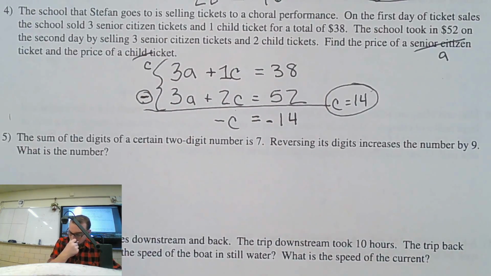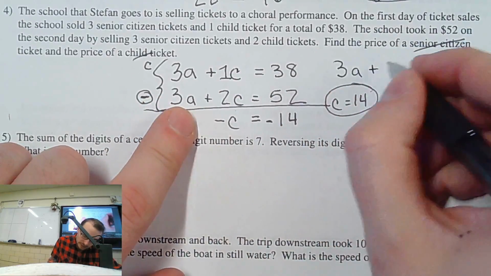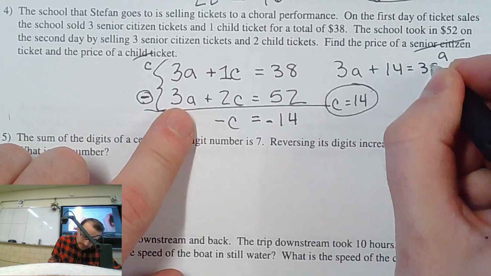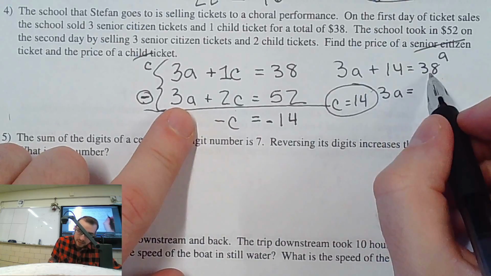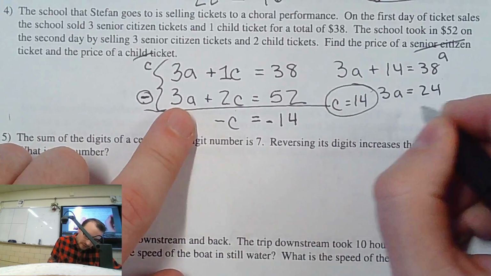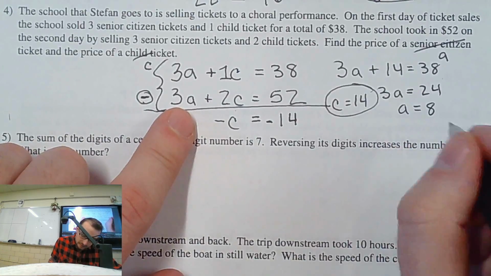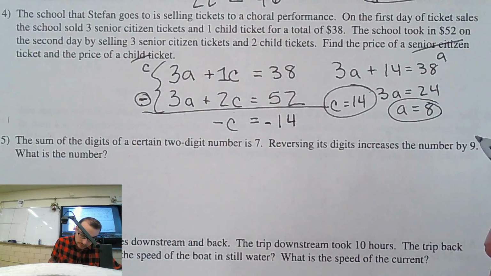Let's find the price of an adult ticket. I'm going to plug it into the top here. 3A plus 1 times 14 is 14. If we subtract 10, we get 28. Subtract 4 more, we get 24. A is 8. So what's cheaper, a child ticket or an adult ticket? An adult ticket, because it's for senior citizens, right? That makes more sense.